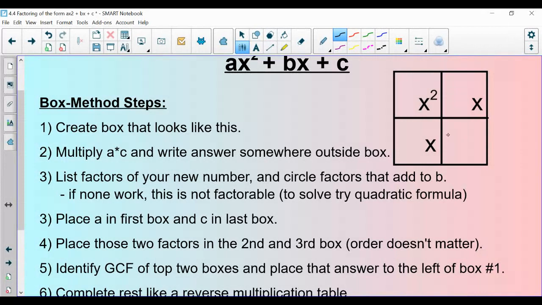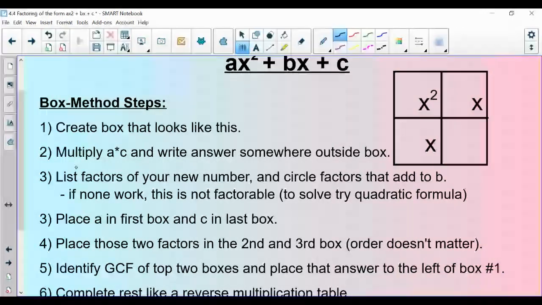When you make this box method, it's always going to have the variable. It's traditionally x squared in the first box. The second and third boxes will have just the plain old, whatever the variable is, most likely x. And the fourth box will have no variable. So that's the box that you create.